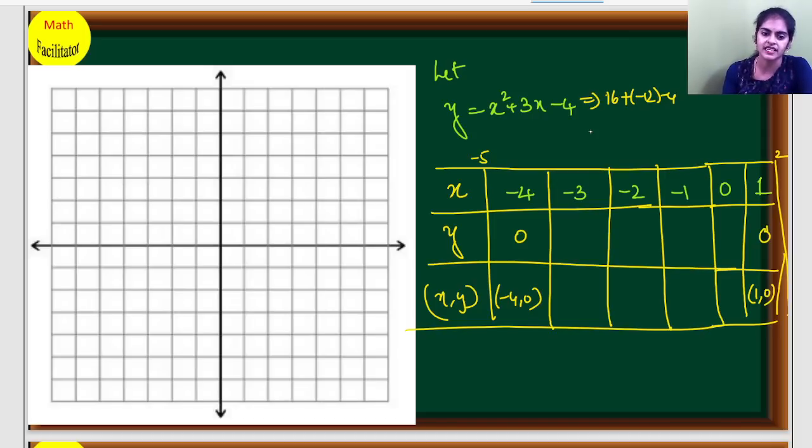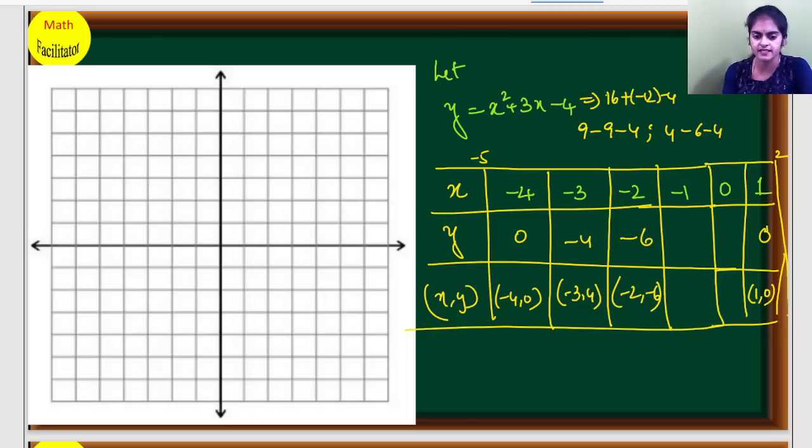Now if I substitute x as minus 3, minus 3 whole square is 9. Minus 3 into minus 3 is minus 9, minus 4. So you get minus 4 here. So minus 3 comma minus 4. If I substitute x as minus 2, minus 2 whole square is 4. Minus 3 into minus 2 is minus 6 and minus 4. So I have minus 6 here. So minus 2 comma minus 6. X as minus 1, y: minus 1 square is 1. Minus 3 minus 4, so minus 7 plus 1 is minus 6 here. So this is minus 1 comma minus 6. Substitute x as 0, you will get y as minus 4. So this is 0 comma minus 4. So these are the points here.